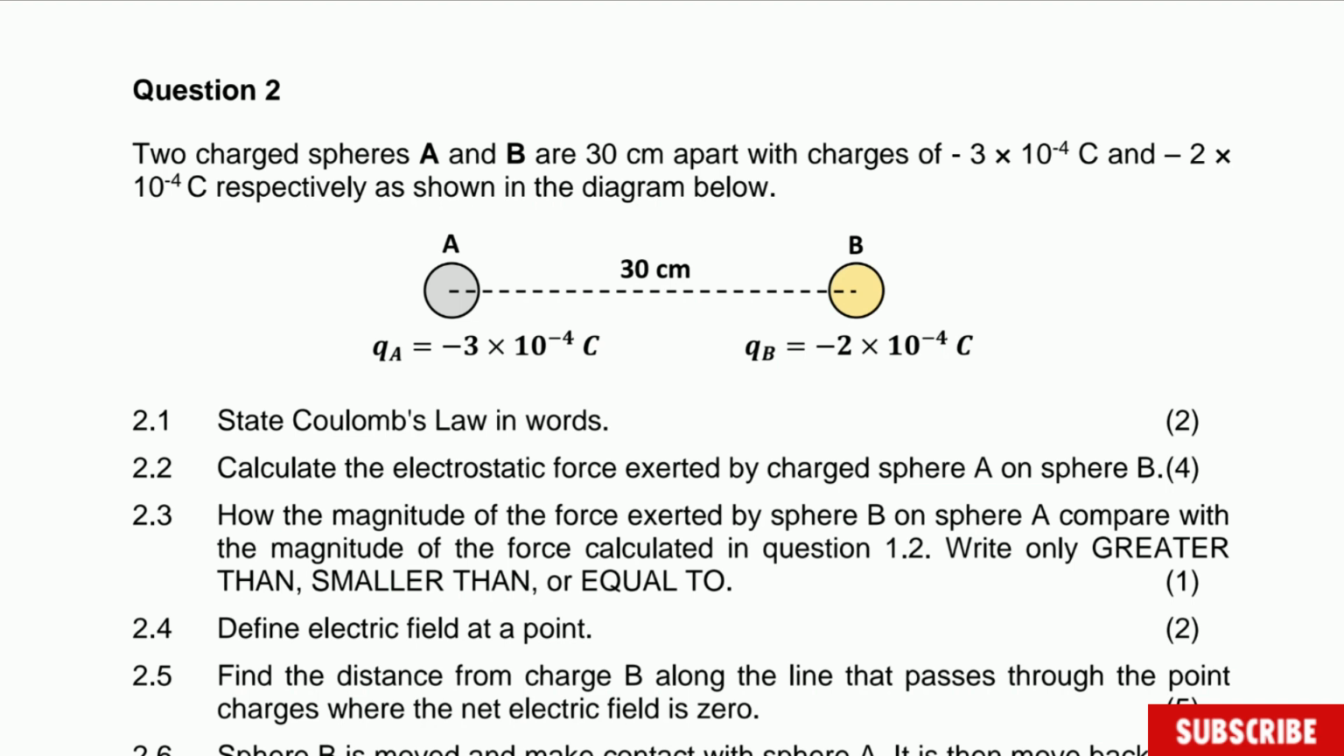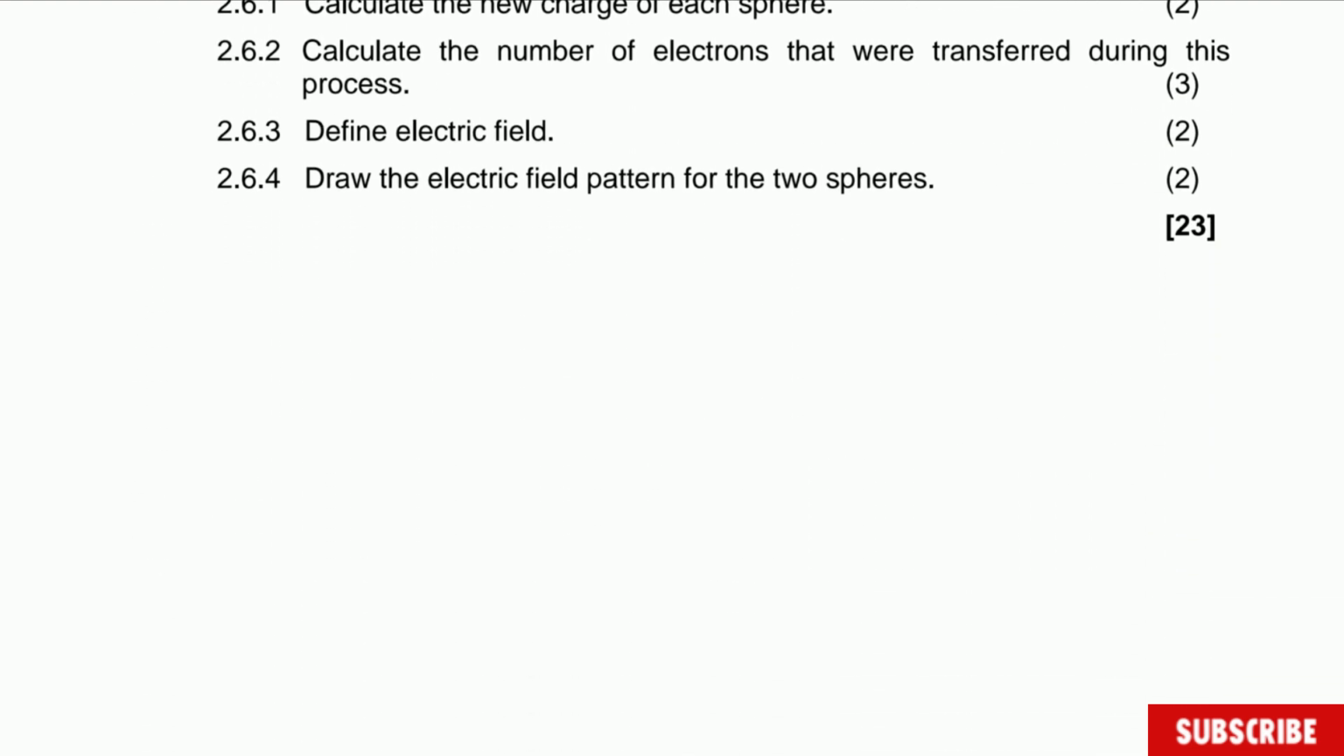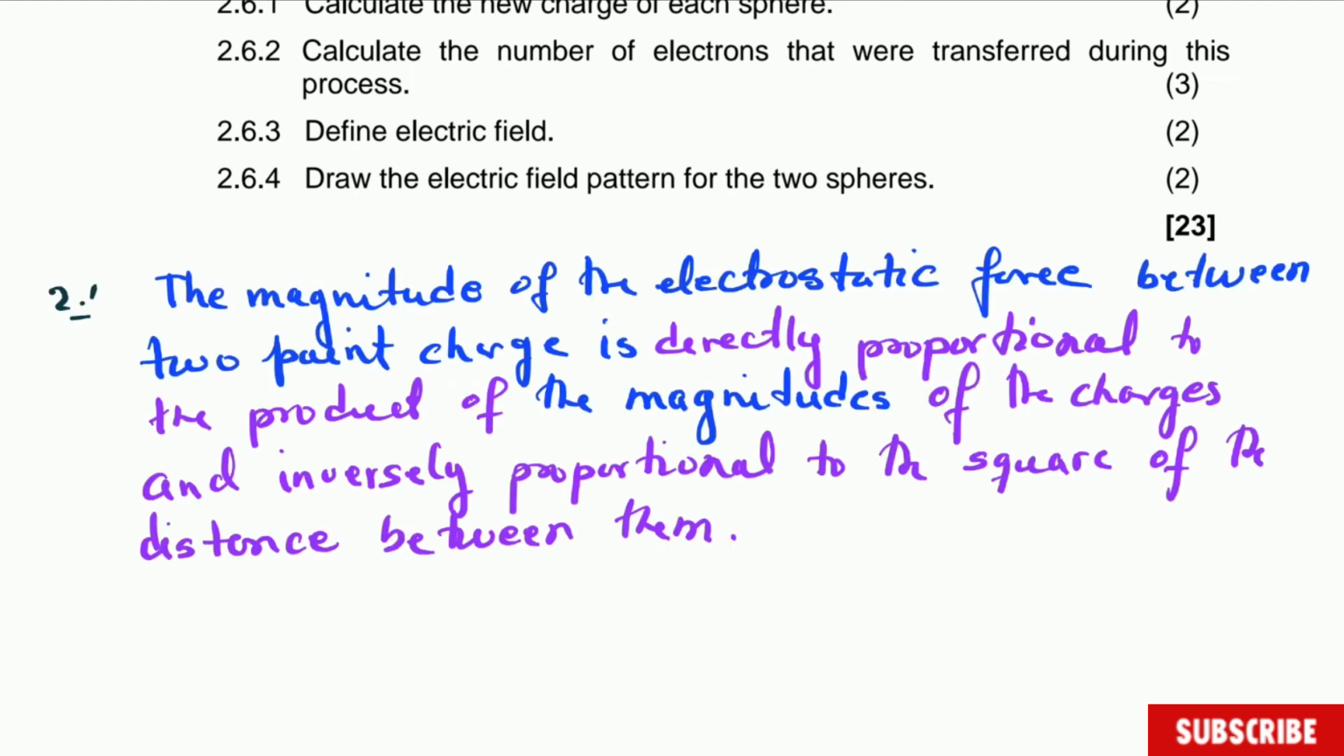State Coulomb's law in words. They will always ask you for Coulomb's law in words, so the question is quite important. And here is the answer of this very important law. The magnitude of the electrostatic force between two point charges is directly proportional to the product of the magnitudes of the charges and inversely proportional to the square of the distance between them. It is a very important law which is going to be asked all the time.